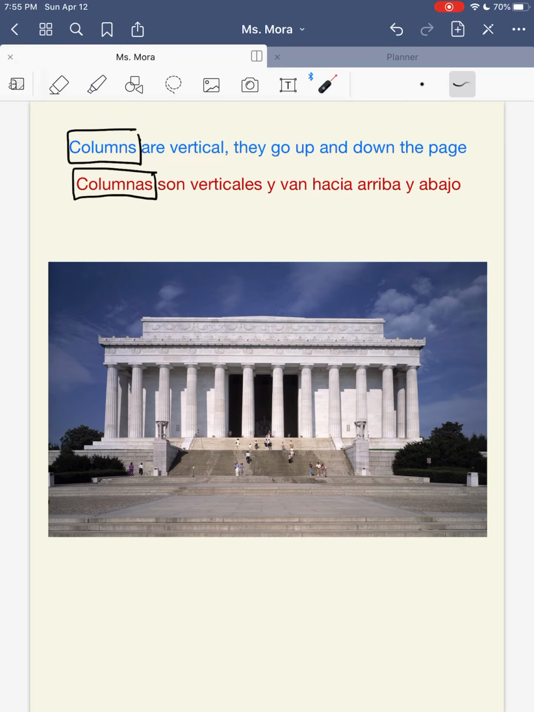Then we also learned about columns last week, which are vertical. It means they go up and down the page. También aprendimos sobre columnas que son verticales y van hacia arriba y abajo. So here are the columns. You might remember this monument. We learned about it in our civil rights unit with Ms. Stinger. So here are the columns. This is 1 column, 2 columns, 3 columns, 4 columns, 5 columns, 6 columns, 7 columns, 8 columns, 9 columns, 10 columns, 11 columns, 12 columns. So estas son las columnas que se representan y vemos en este lugar.